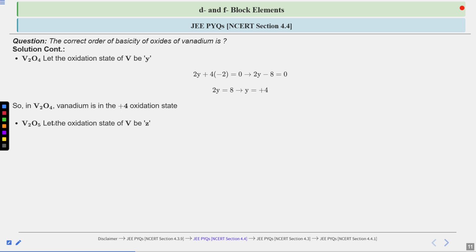Now V2O5. For V2O5, let the oxidation state of vanadium be Z. So 2Z plus 5 times minus 2 equals 0. 2Z minus 10 equals 0. This implies 2Z equals 10, and from here Z will be equal to plus 5, since 2 times 5 is 10. So in vanadium pentoxide, V2O5, vanadium is in plus 5 oxidation state.